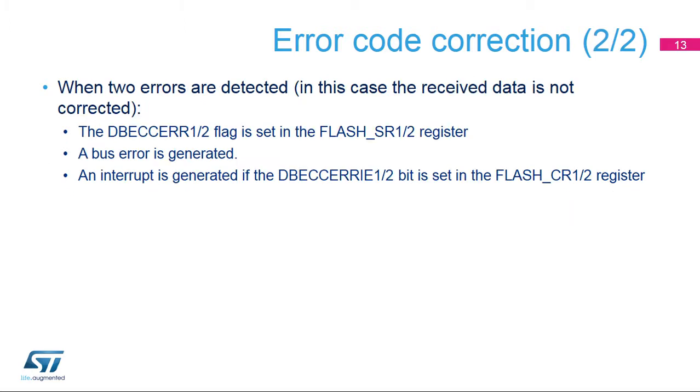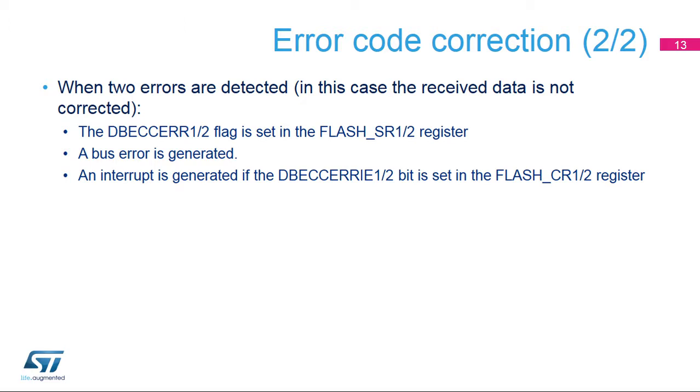When two errors are detected, the DBECCERR1 or 2 flag is set in the FLASH_SR1 or 2 register, and a bus error is generated. In this case, the received data is not corrected. An interrupt is generated if the DBECCERRIE1 or 2 bit is set in the FLASH_CR1 or 2 register.